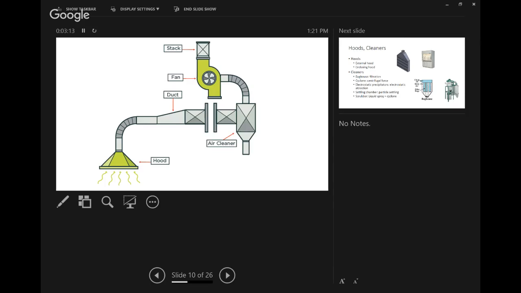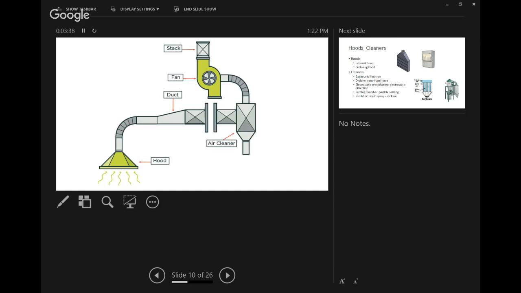Depending on what it is. Break in the system? I don't know why that's there. It would be all enclosed. I don't know what that is, but depending on your contaminant, you may want to clean it before you emit it into the neighborhood or whatever. So you'll have some sort of cleaning device.